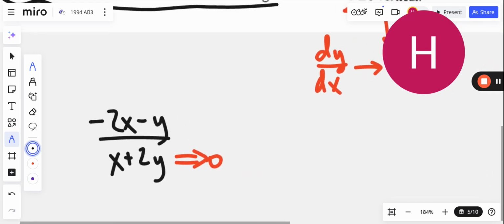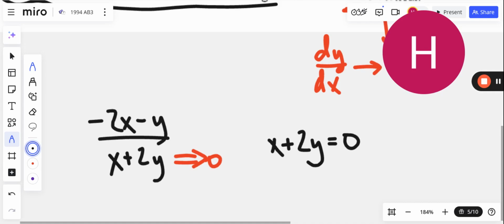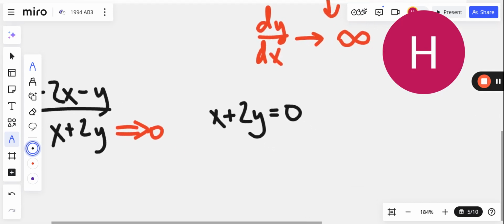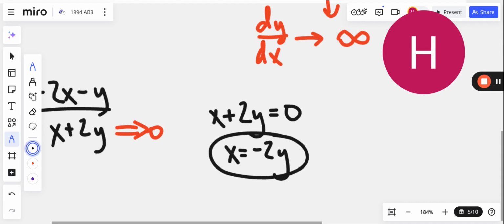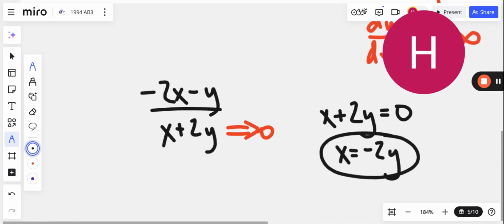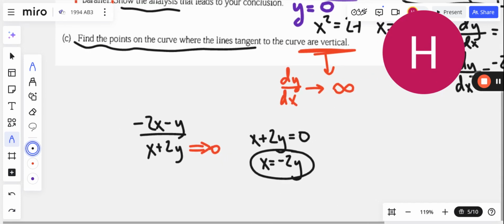And this is common of some implicit differentiation type problems. We're going to get a connection between x and y. We're not going to solve for one of them without having the other in its terms. So let's just say that x equals negative 2y. As long as x equals negative 2y, then x plus 2y equals 0, then the slope will have a 0 in the denominator, which means we have a vertical tangent that we're looking for.